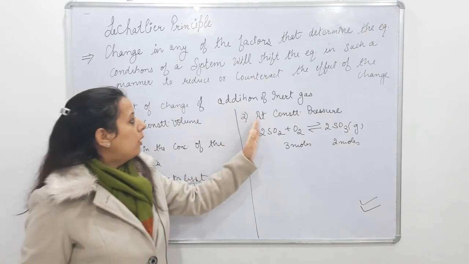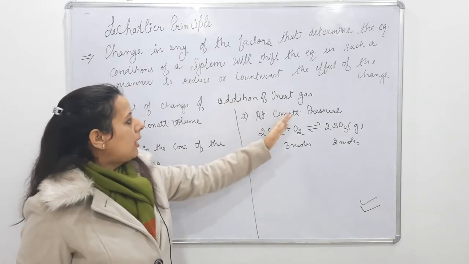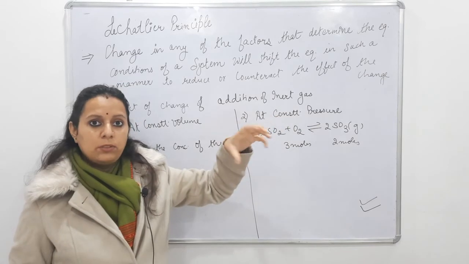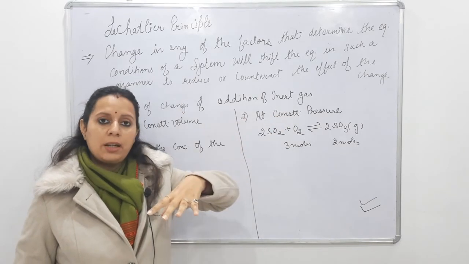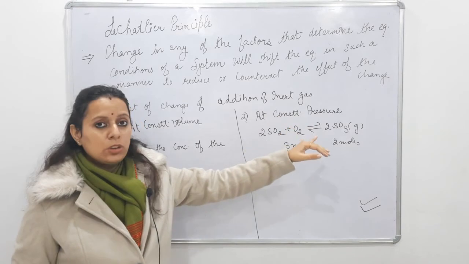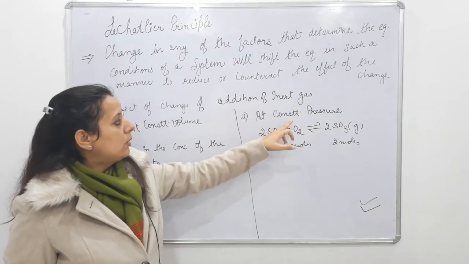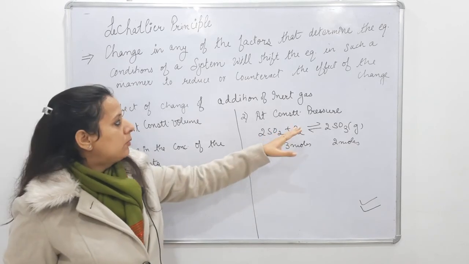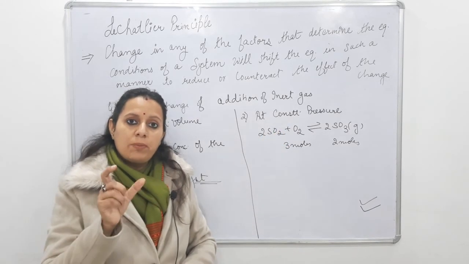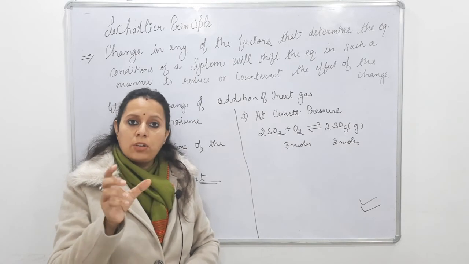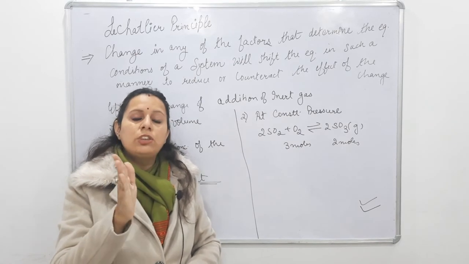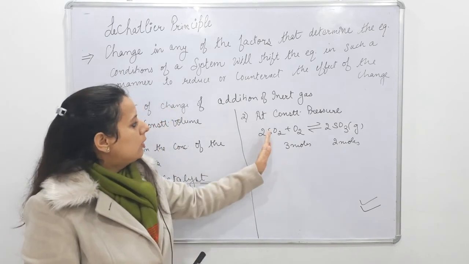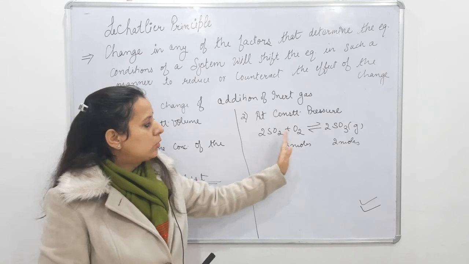Next, what if we are adding inert gas at constant pressure? Inert gas is a gas, so it will also create pressure. We are talking about constant pressure, but it will affect the equilibrium. How? Same as the effect of pressure we have studied, the reaction will shift from higher moles to lower moles. Same in this case also, the reaction will shift from a higher number of moles to a lower number of moles.